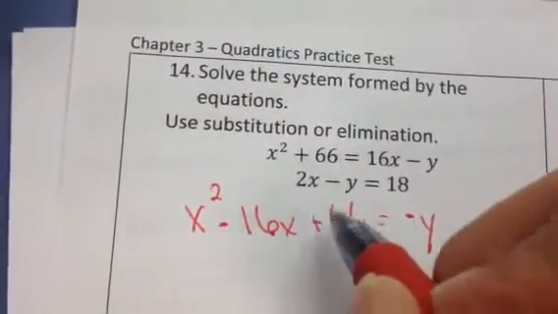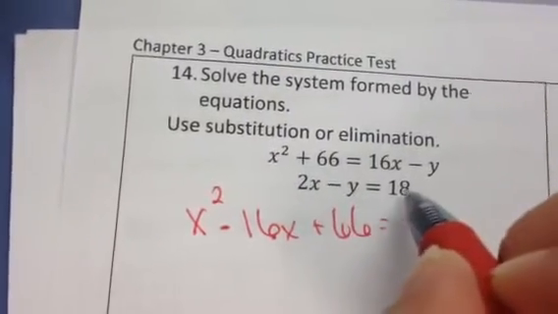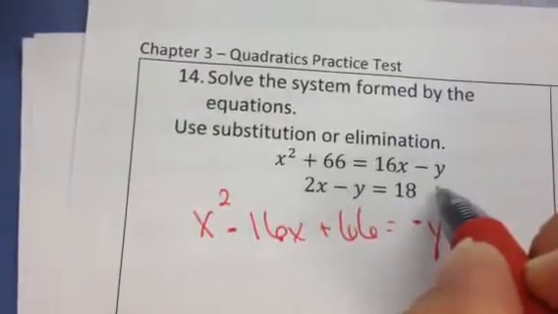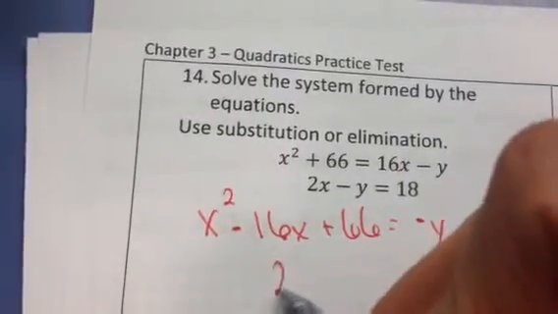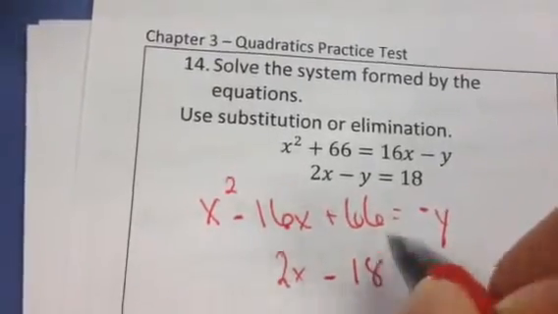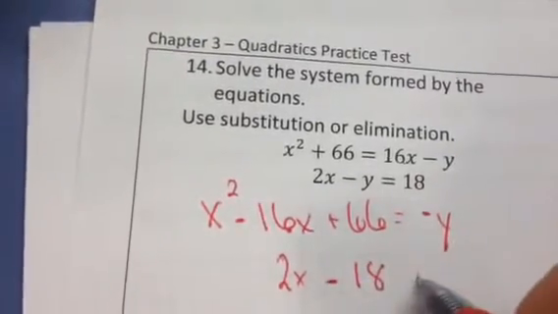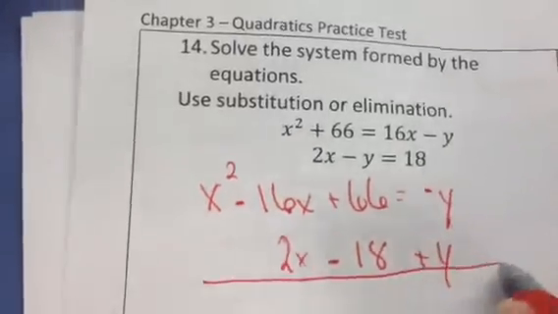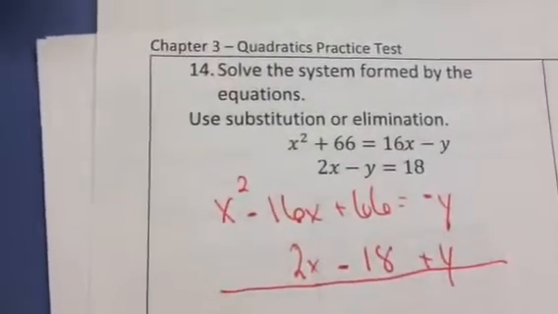And then I'm going to take this one and move the 18 over and move the y over to the right side. So my 2x lines up with this. My 18, which is now subtracting 18, lines up with 66, and I'm going to add y to the other side so these line up. Now this would have been great to do as the substitution method as well.